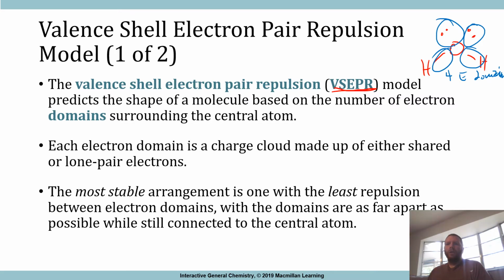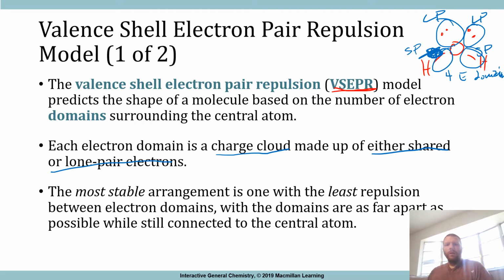So I don't want you to get distracted and think like, oh, is it a single bond or a double bond? Does it matter? No, it doesn't. It really does not matter. So now let's go back to this. Each electron domain is a charge cloud made up of either a shared or lone pairs of electrons. So we saw that. Here's a shared pair, and here's a lone pair, and a shared pair. I don't know why I scribbled there rather than just writing SP.